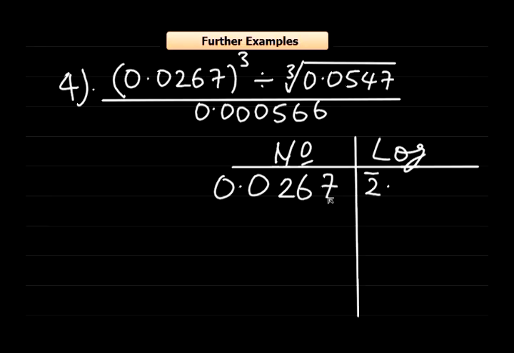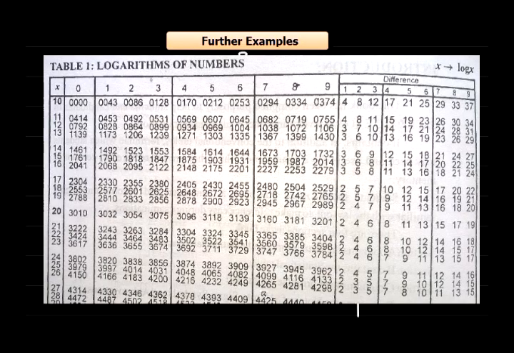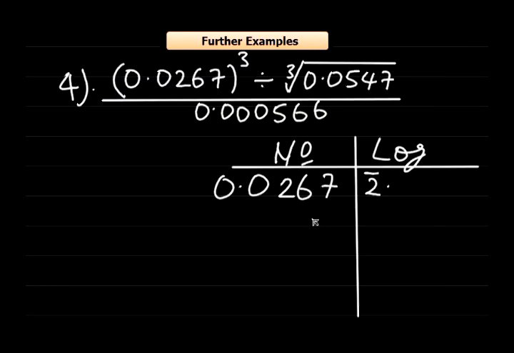26 under 7. 26 there, under 7 is 4265. Okay, so we have 4265. We have checked the logarithm, now multiply by 3. Now write it here. You can just write times 3.